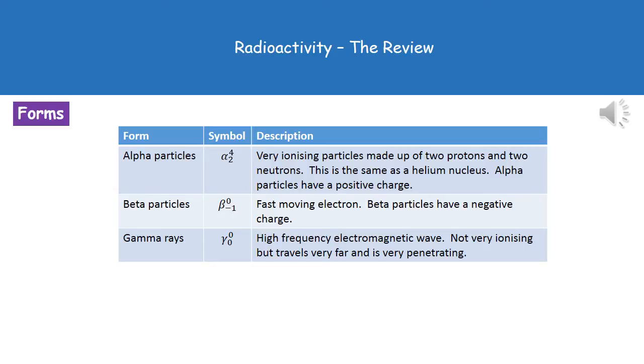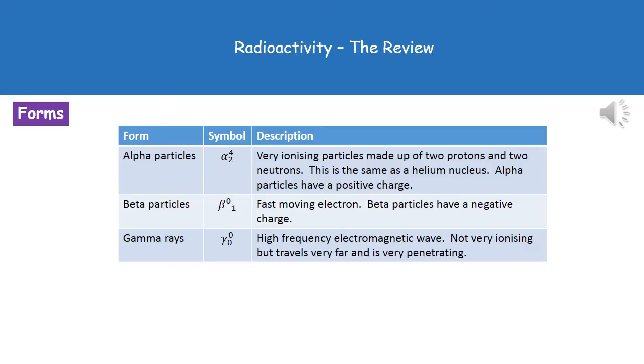If we think about the alpha particles first of all, then we can see in that second column of our table that we've got the symbol. So it's the Greek symbol alpha, and then the number 4 and the number 2. So the 4 represents our mass number, the 2 is the atomic number. Now, our alpha particle is a very ionizing particle. It's the most ionizing of all three of these ionizing forms of radiation. And what we find is it's made up of 2 protons and 2 neutrons. So this actually makes it the same as a helium nucleus. And because we've got 2 protons and 2 neutrons, what we find is our alpha particle has a positive charge.